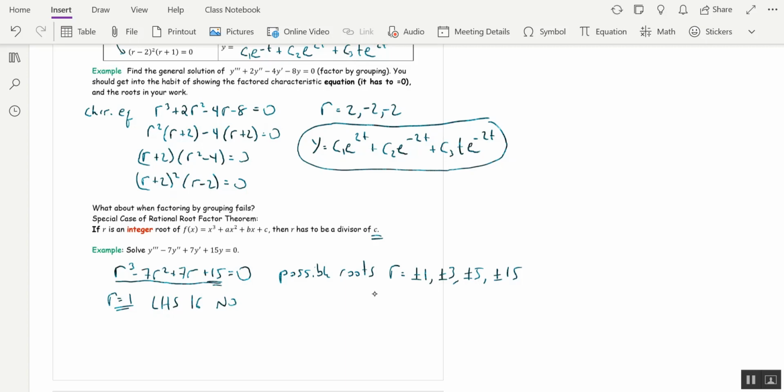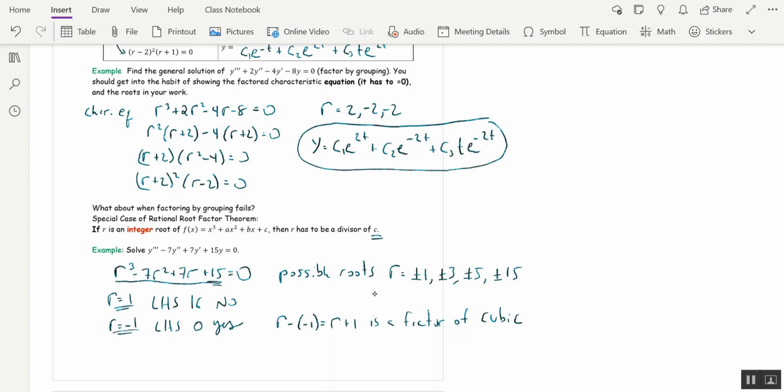Let's try r equals negative 1. Left-hand side, you can verify that is 0. So yes, we have a root. So what does that mean? It means that r minus negative 1, or r plus 1, is a factor of the cubic polynomial. I'll just call it cubic so I don't have to write the whole thing down again. Now, where the heck did that come from?